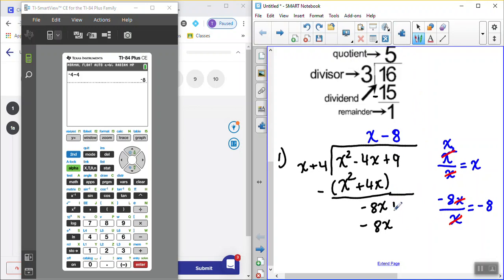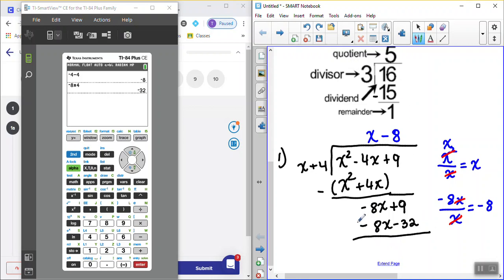I forgot one step here. I have to bring down the 9. Okay, so negative 8 times x is negative 8x. Negative 8 times positive 4 is equal to negative 32. Negative 32. Okay? And then next I'm gonna subtract them.